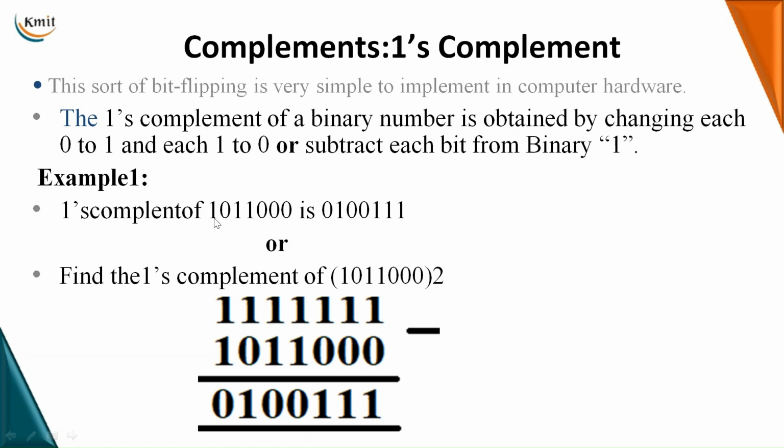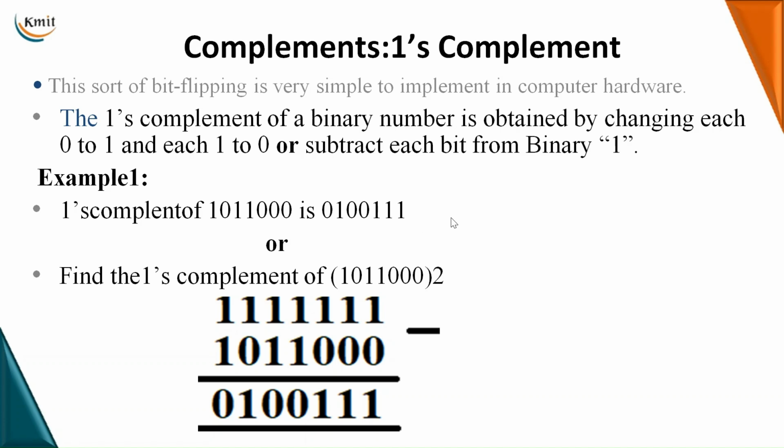Say, for example, this is my binary number 10110000. If I want to perform a ones complement of this binary number, I just need to flip the bits. Wherever there is 1, it becomes 0. Wherever there is 0, it becomes 1. So you're just flipping the bits, and that's why we call this bit flipping. So what is the ones complement of this number? It is 01001111. That is nothing but the ones complement.